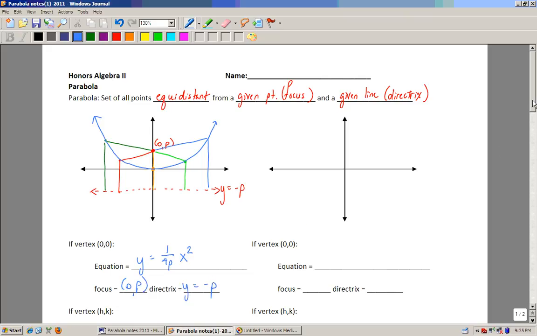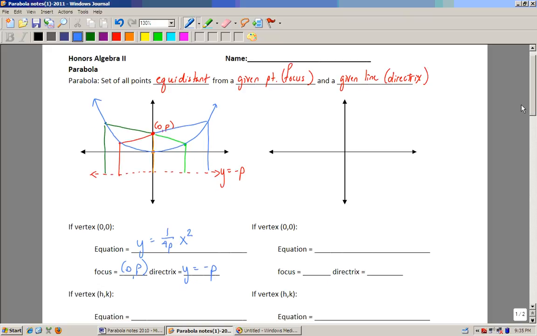And then if we shift this equation off of that center point of (0, 0), it's the same idea of h and k. It's y minus k, and it still has the same coefficient of 1 over 4p, and x minus h quantity squared.